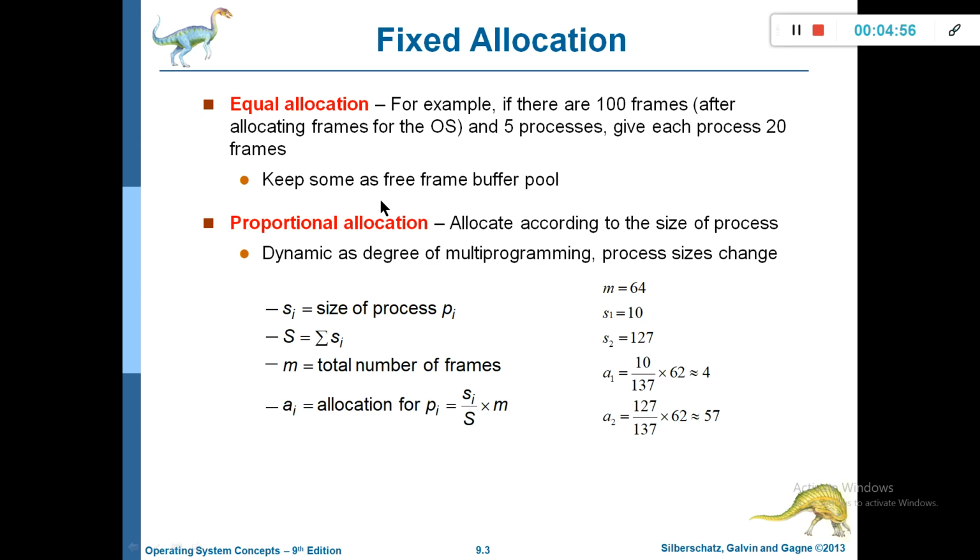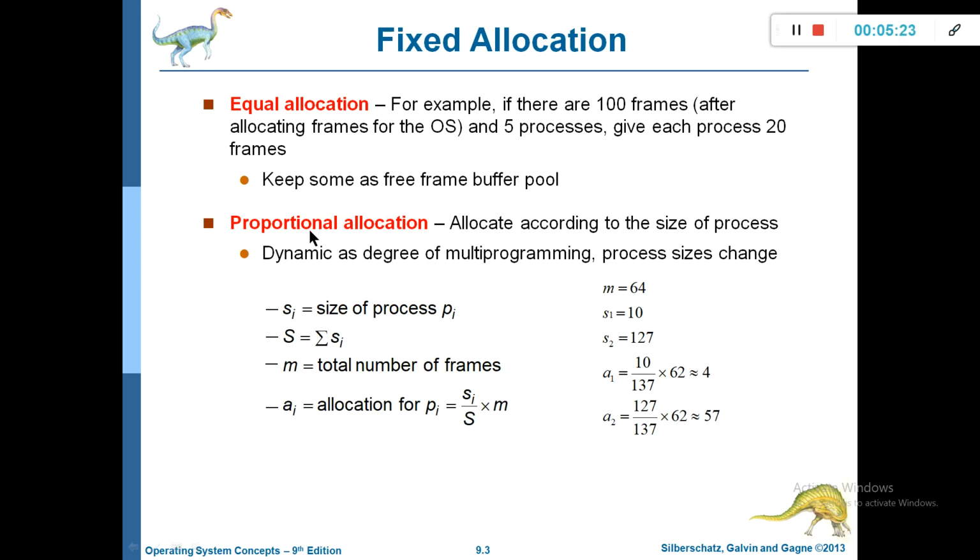Keep some as a free frame buffer. Like this, we are allocating the frames equally to all the processes. This way we are dividing. Simply, what we are going to do is number of frames divided by number of processes. This is the method we are using for allocating the frames using fixed allocation, in that, equal allocation.